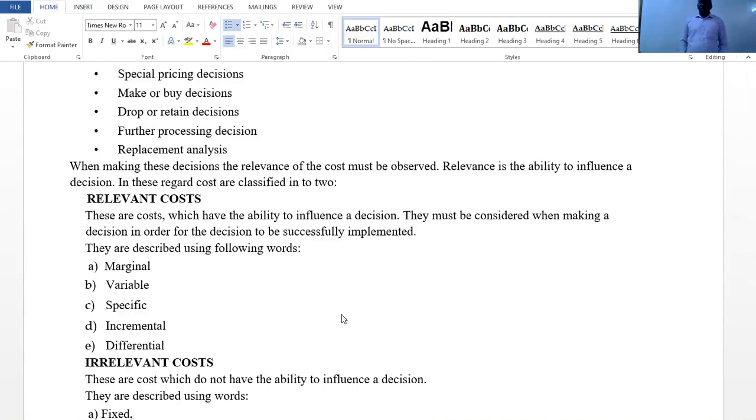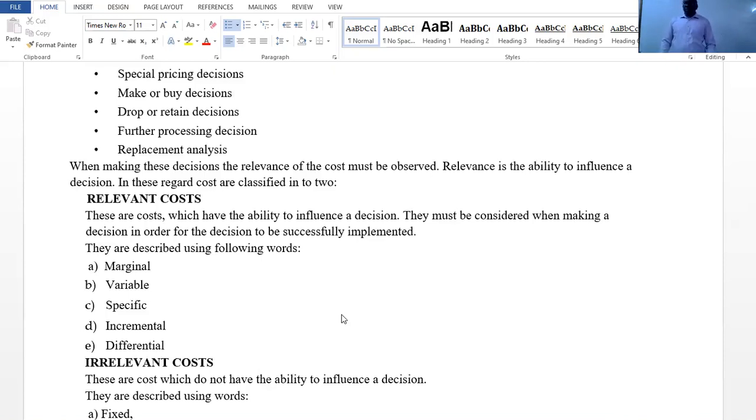Relevant costs are the ones which have the ability to influence a decision, or the ability to be influenced by a decision. What we mean is that when you make a decision, that cost must be considered for the decision to be implemented successfully. For example, if you want to move from your house to town, and assuming you're using a matatu, you must consider fare. Otherwise, failure to consider whether you have fare or not may make you not get to town. So fare is a relevant cost as far as the decision of going to town is concerned, and this must be considered for the decision to be successfully implemented.